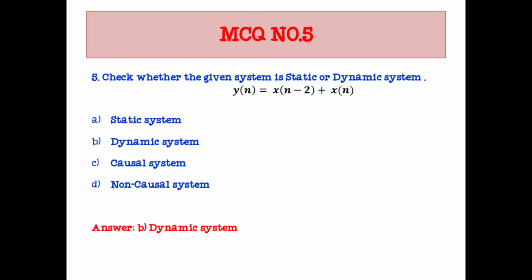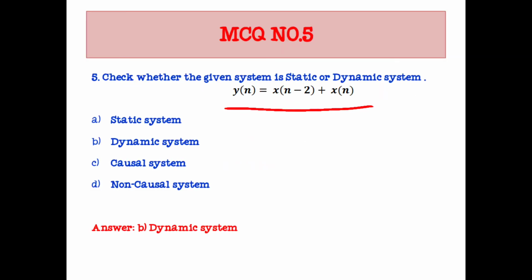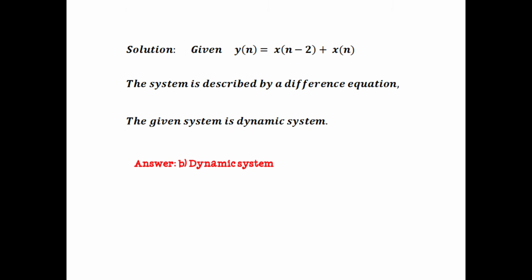Check whether the given system is static or dynamic. Y of n is equal to x of n minus 2 plus x of n. This expression we can call a difference equation, or you can substitute the values also, for different values of n, you can check. This is otherwise called a difference equation. Since a differential equation is a dynamic system, a difference equation which corresponds to a DT system is also a dynamic system.